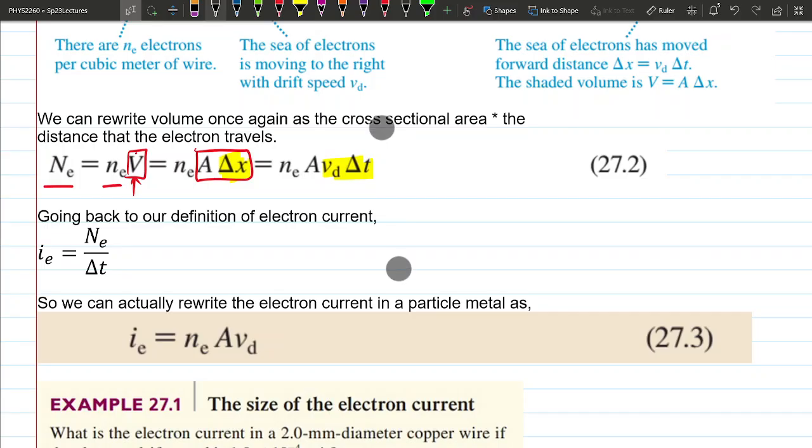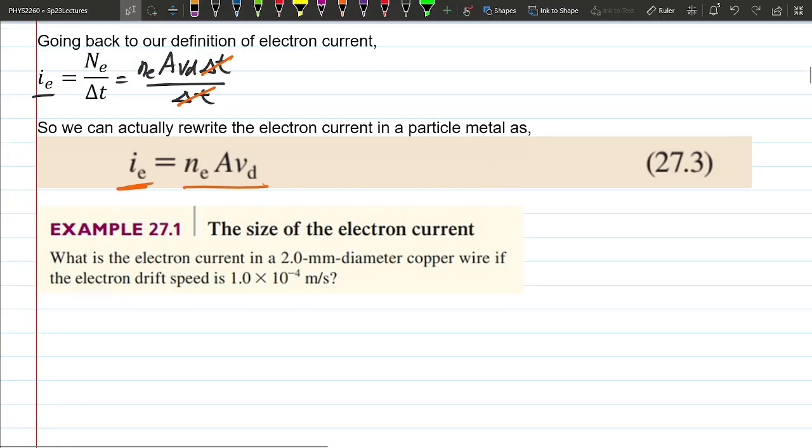Now going back to our definition of electron current, we're interested in how many electrons are moving through our copper wire per time. The number of electrons we just found is up here, so I can copy that over: the electron density, area, drift velocity times delta t, and then all of that gets divided by delta t. The whole point is that we can cancel out the delta t. Therefore, the electron current passing through the conductor is the electron density times the area times the drift velocity.